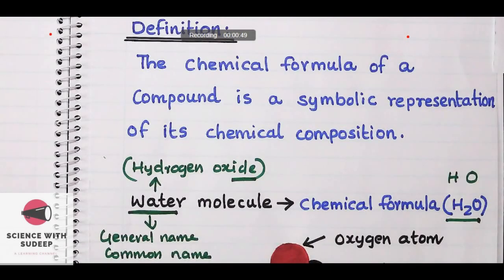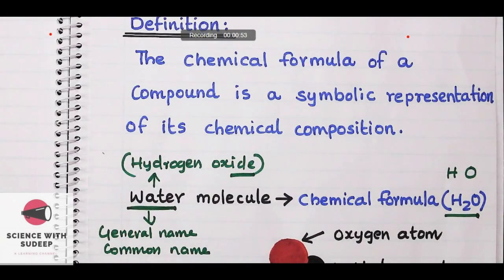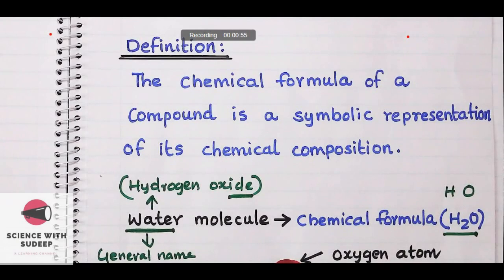We have to learn definitions. Being science students, we have to know all the important definitions. One of the important definitions here is the definition of chemical formula. The chemical formula of a compound is a symbolic representation of its chemical composition. What a compound consists of, and in what proportion, that is a chemical formula.